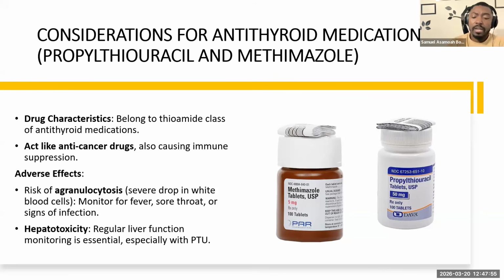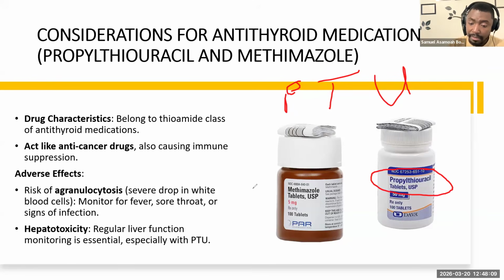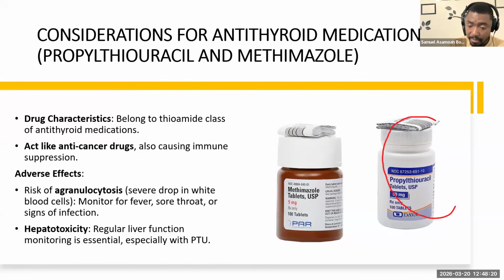So let's look at the type of medications. When I was in the NTC, they gave me PTU, and they said it puts the thyroid under control. In fact, the name is propylthiouracil. When I see the word uracil, some cancer drugs end with uracil, so it tells me that this drug is a little bit of a cancer drug in nature. Propylthiouracil, PTU, is what we've been using until recently.